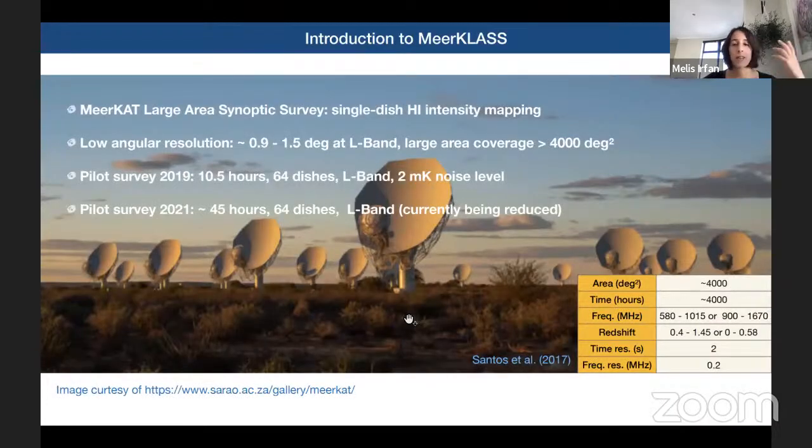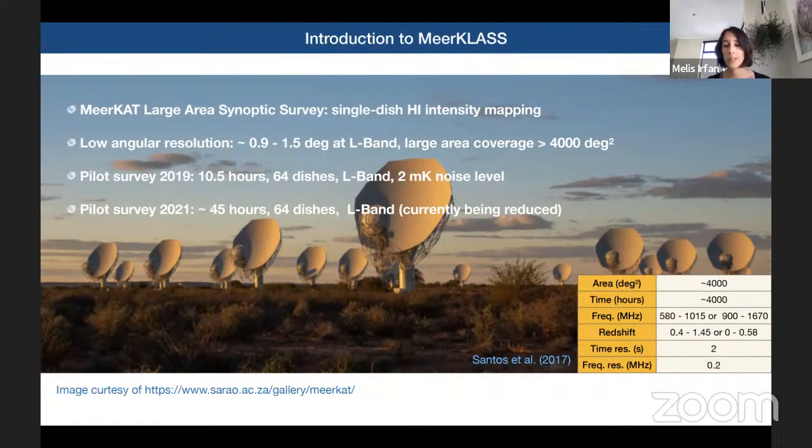So we are currently observing using 64 of the MeerKAT dishes. I know that in the future, I think up to over 80 dishes will be available for use, but there are 64 and we're currently using 64 dishes. And the idea is to do a low angular resolution, large sky area HI intensity mapping survey. So we're looking at around 4,000 hours of observation, looking at 4,000 square degrees on the sky.